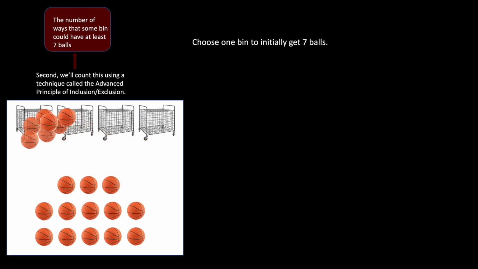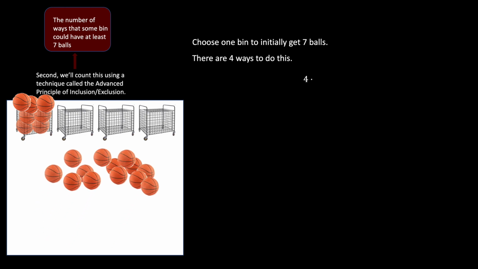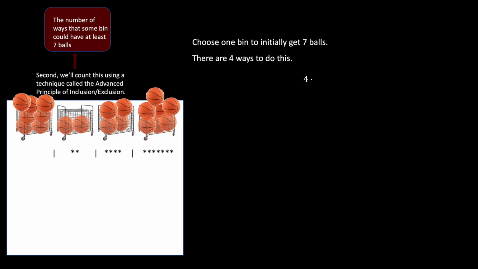So let's choose one bin initially to get 7 balls. Well, there's 4 choices for which bin could get 7 balls. So we're going to take 4 times something. And just to help us visualize, let's say we put 7 balls in the first bin. Now, that leaves 13 balls to put away. Here's the stars and bars chart to represent putting those other balls away. 13 stars, 3 bars, that's 16 total objects. So we should do 16 choose 3 to get 560 here. And that's just how many different ways you could put the 13 balls away if you filled the first bin with 7 balls. So we should take 4 times 560 to get 2,240.